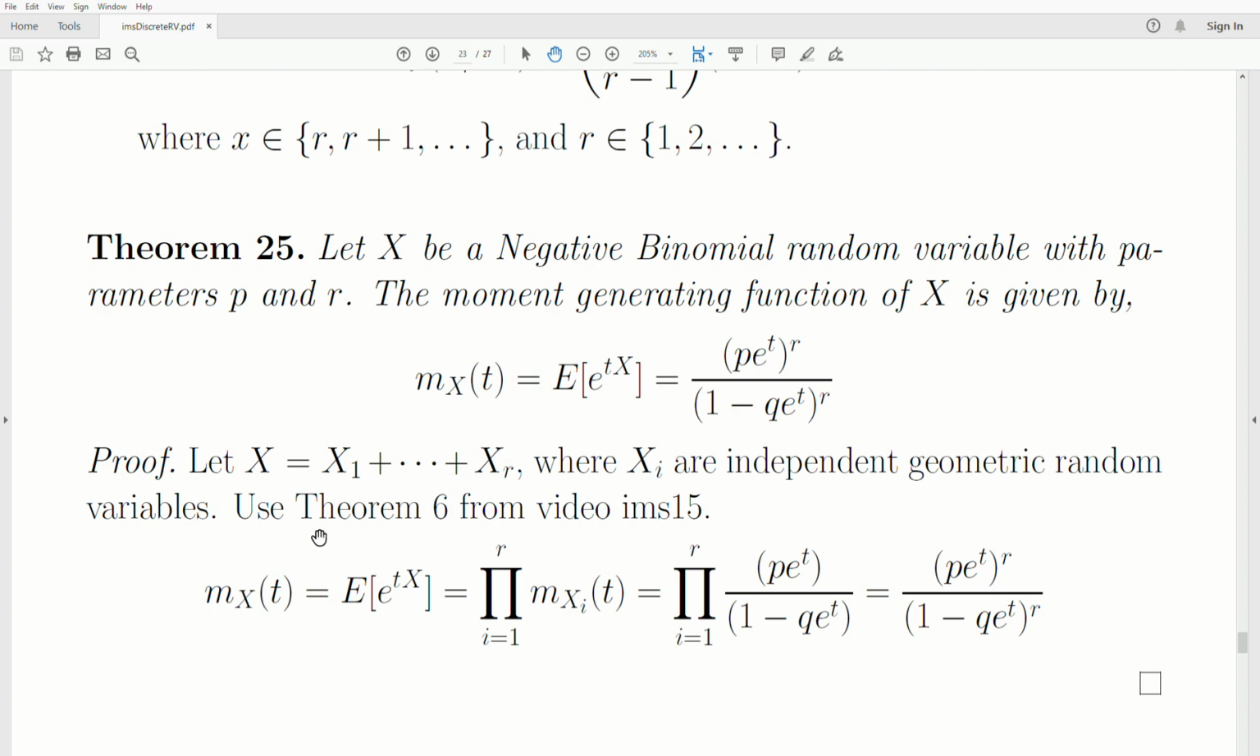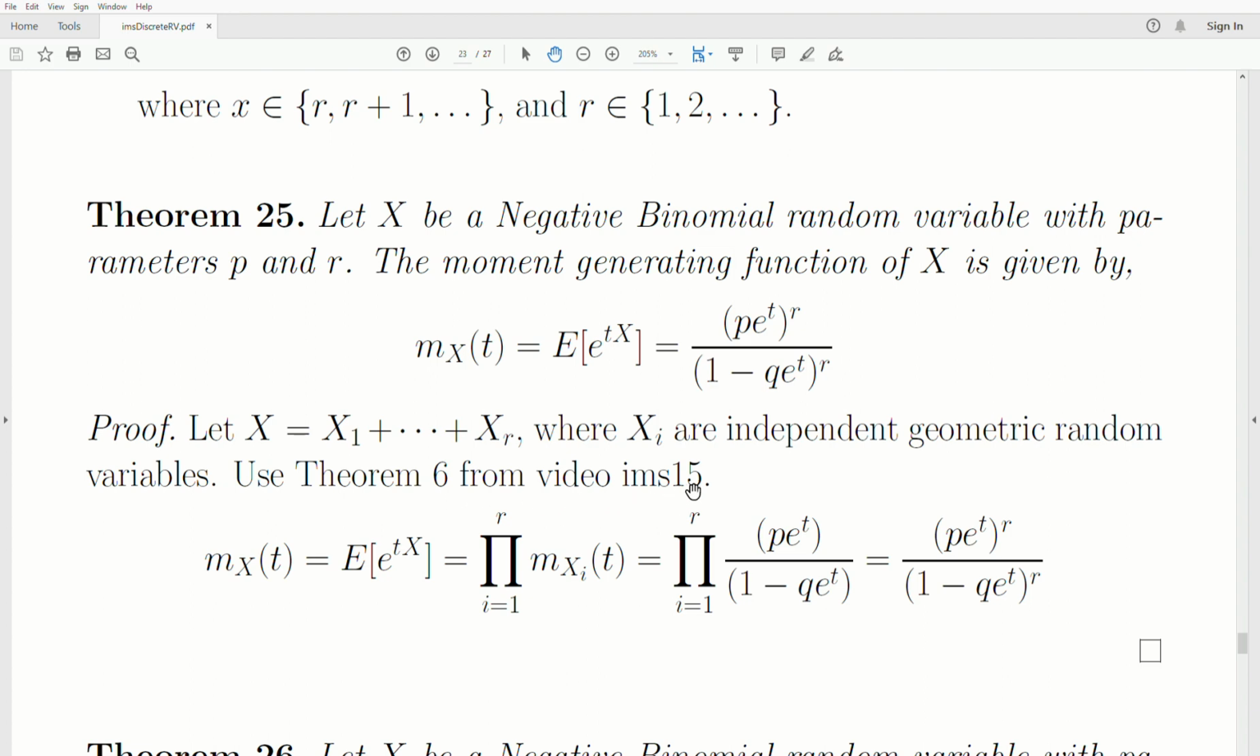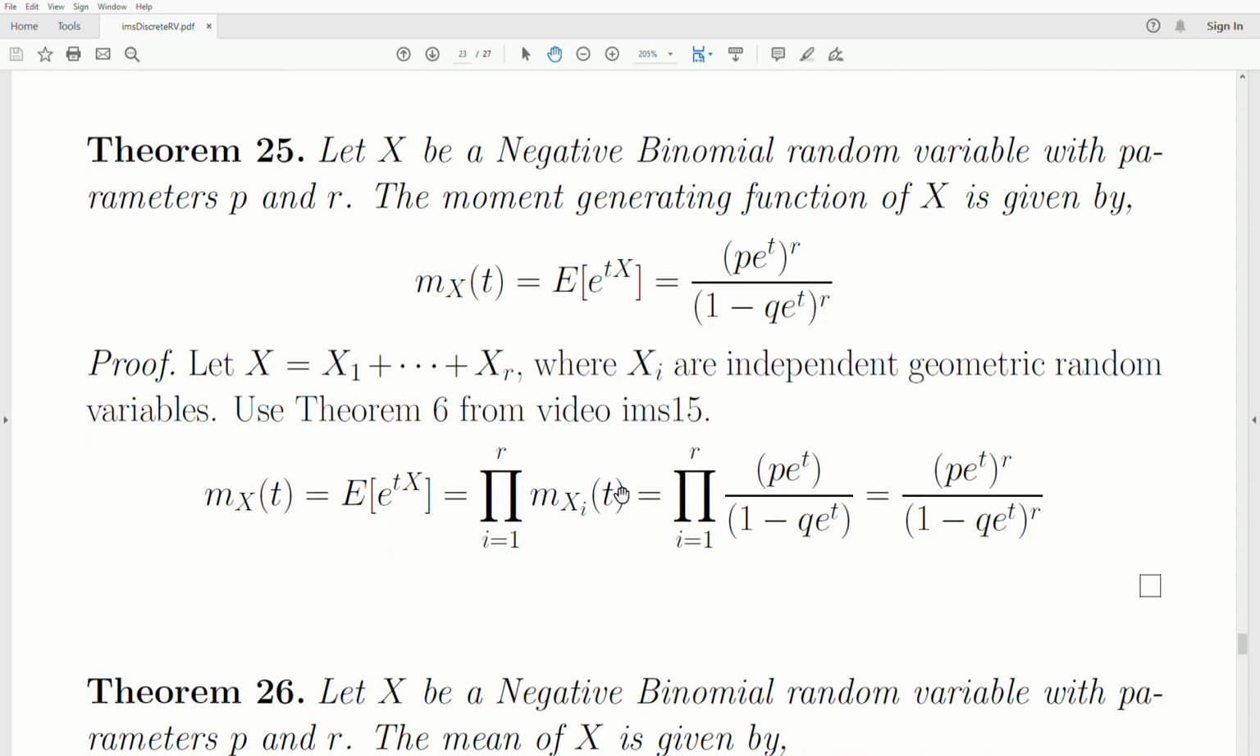So these are equivalent. And we're going to use theorem 6 from video IMS20, the 15th video in the playlist Introduction to Mathematical Statistics. It happens to be the moment generating function video. So M of t is the expected value of e to the tX, but since X is the sum of independent random variables, it's the product of their moment generating functions. The moment generating function of a geometric distribution was this expression here. We're taking the product r times, that's why it's raised to the rth, and that's what we wanted to show.